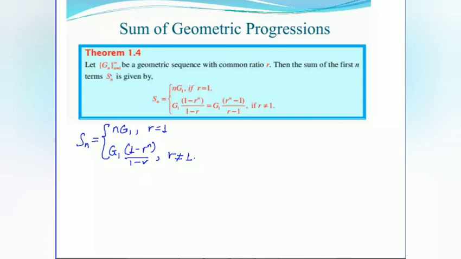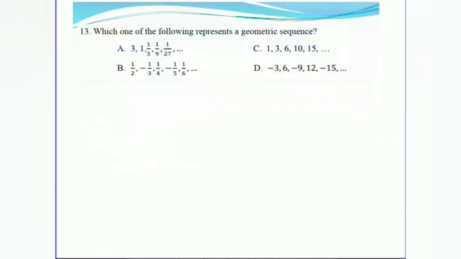So here I have shown you two formulas regarding geometric progression. Now I will show you different problems from past papers. Which one of the following represents a geometric sequence? Here we are asked to identify which of these sequences is geometric. According to the definition that we have seen before, a sequence is said to be a geometric sequence if the ratio between consecutive terms is constant.